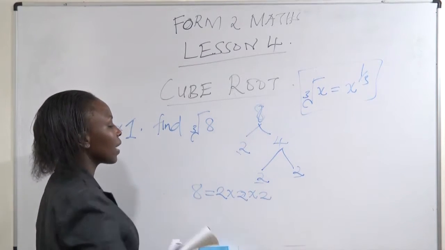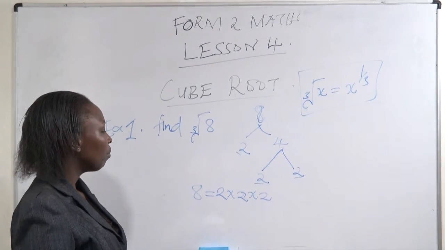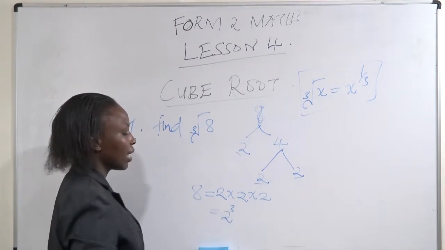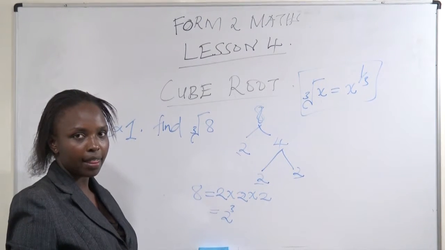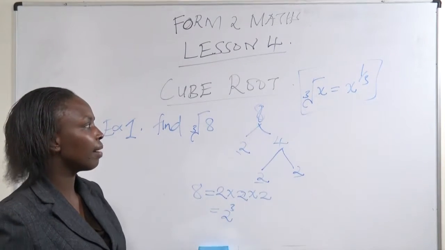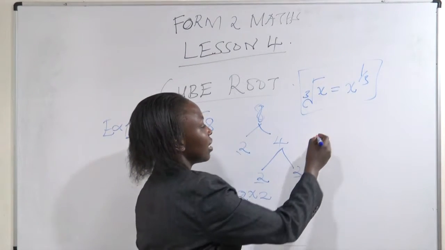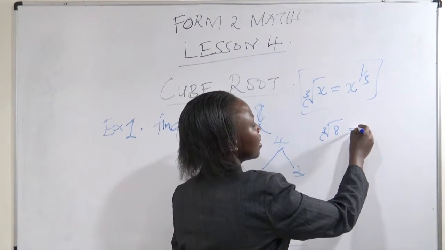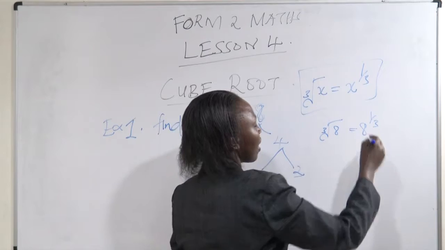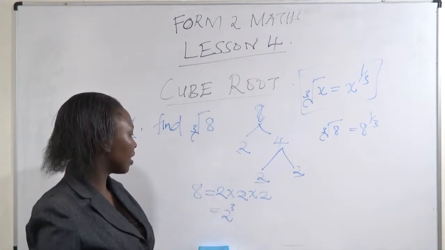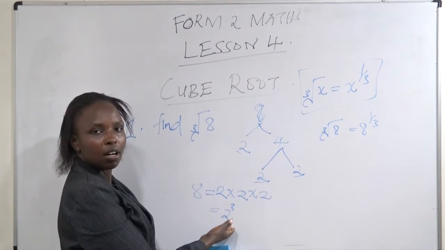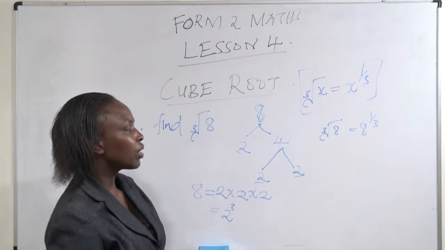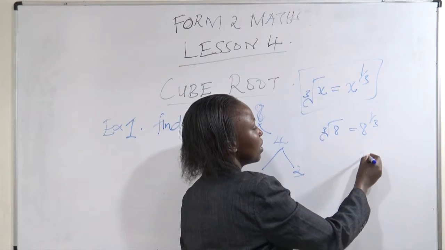So can we express this in power form? This can also be written as 2 to the power of 3, 2 cubed. And let's now go back there. I told you that we are looking for the cube root of 8. This means 8 to the power of a third. Now, instead of writing 8, we are going to substitute it with 2 cubed. So you come and put 2 cubed there.